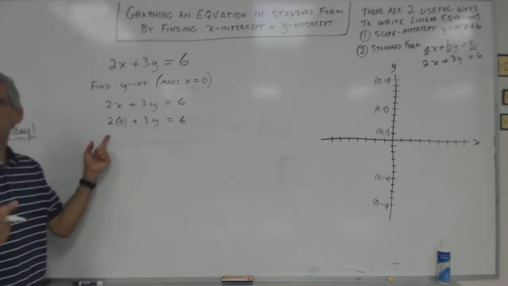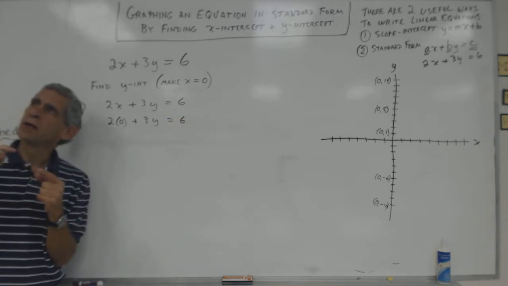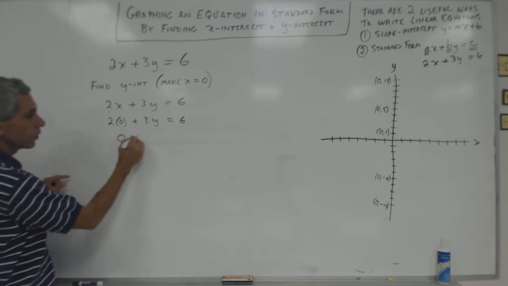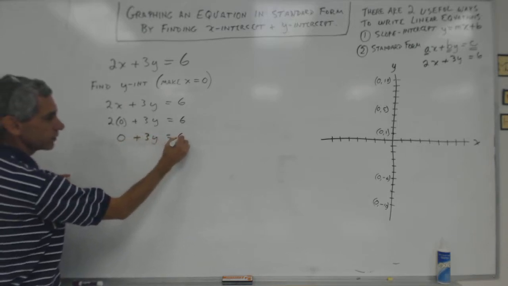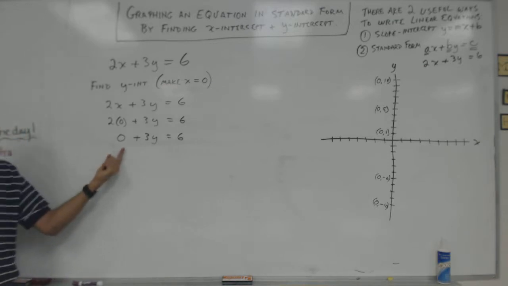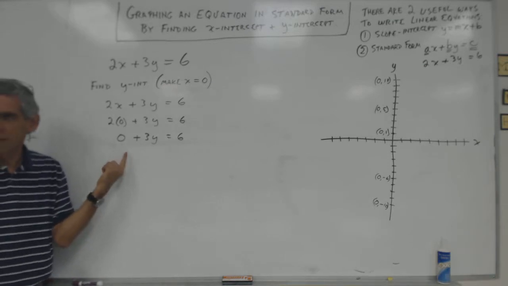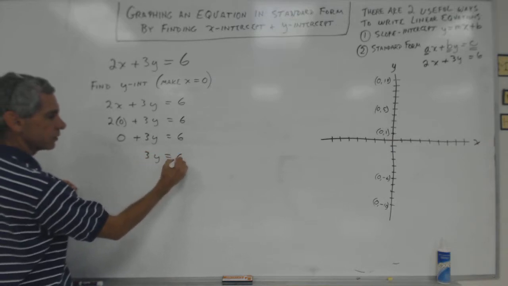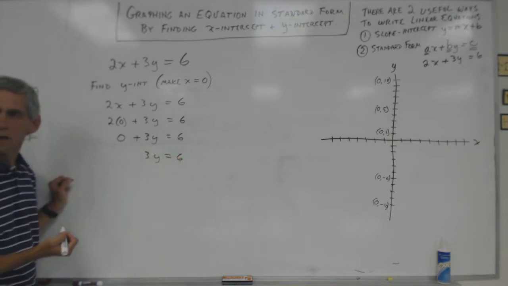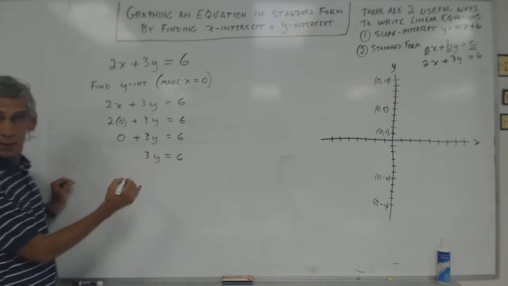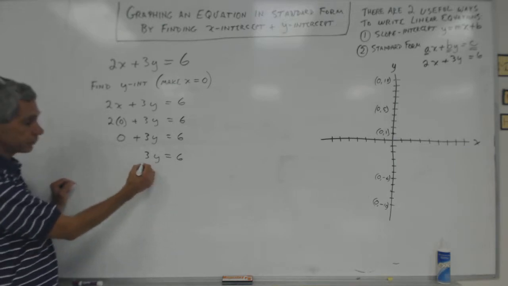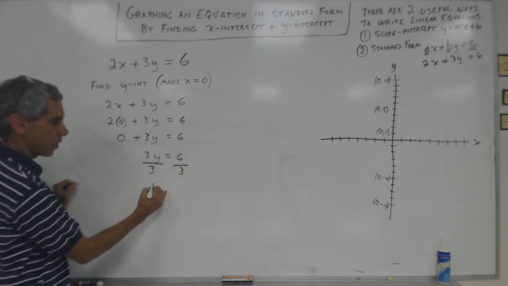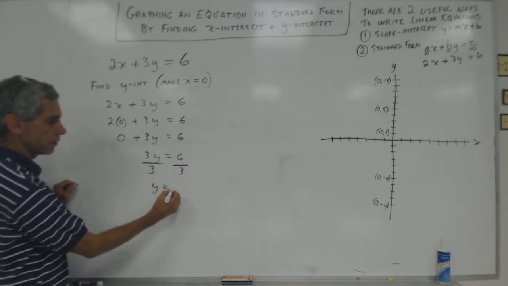What is 2 times 0? It's 0, right. Okay, so 0 plus 3y is equal to 6. Do I need this 0 here? No, I can just get rid of it. So really it's just 3y equals 6. So what is y? You have to divide both sides by 3. Okay, so I get y is equal to what? y is equal to 2.